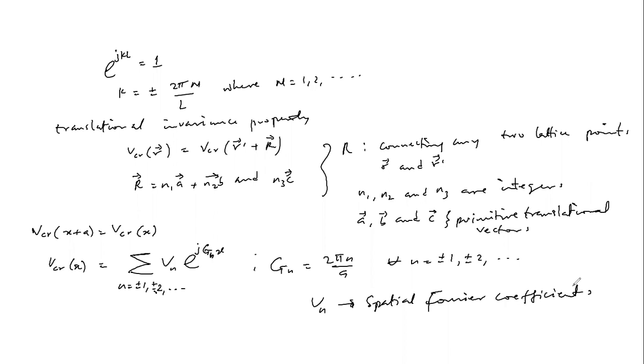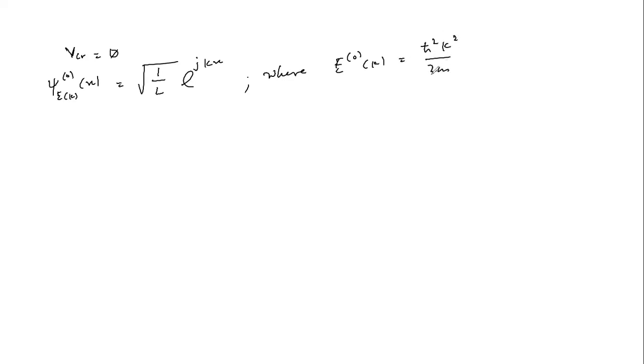And if the potential in the crystal is zero everywhere, so let's assume V_CR is zero everywhere, then the normalized solution of the Schrodinger equation would be of the form ψ_E0(x) equal to the square root of 1 over L, which is the finite distance between the crystal lattice, times exponential jkx. And here, E(k) is the same as ħ²k²/2m.